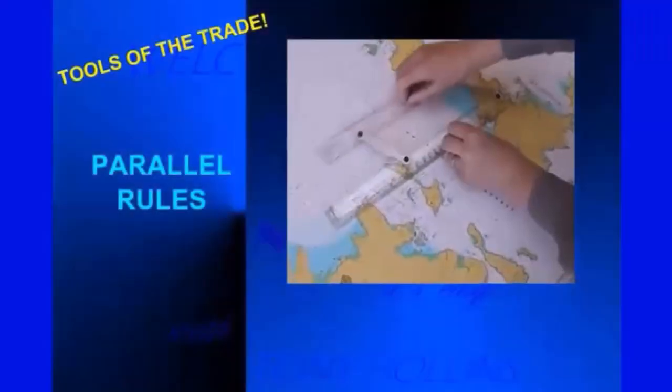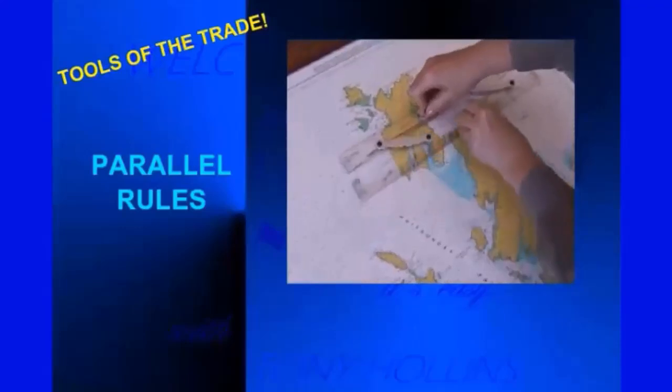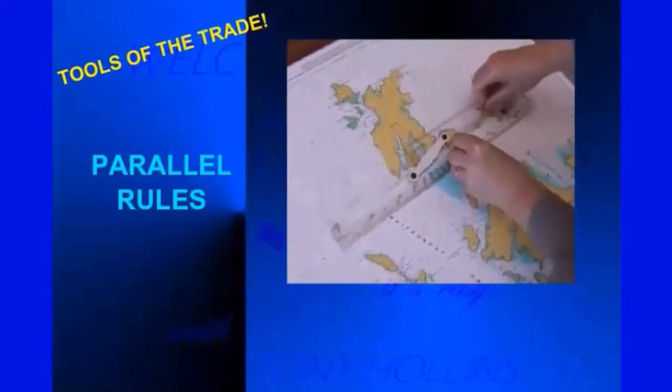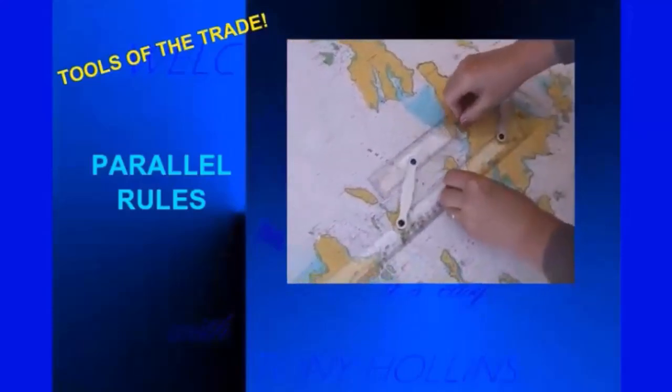Parallel rules are 2 plastic rulers mounted side by side with flat metal bars to keep them parallel to each other. They can be plain clear plastic or the Captain Fields type, which are marked with divisions for the protractor and compass points around the edges.